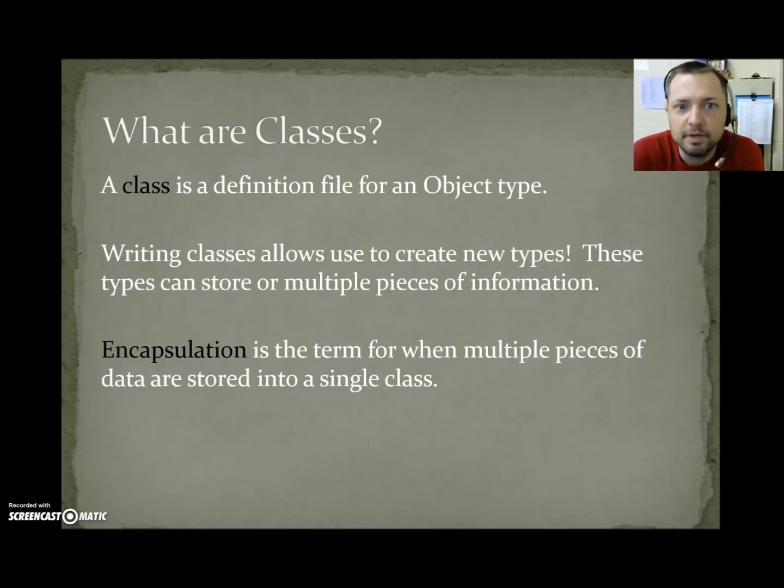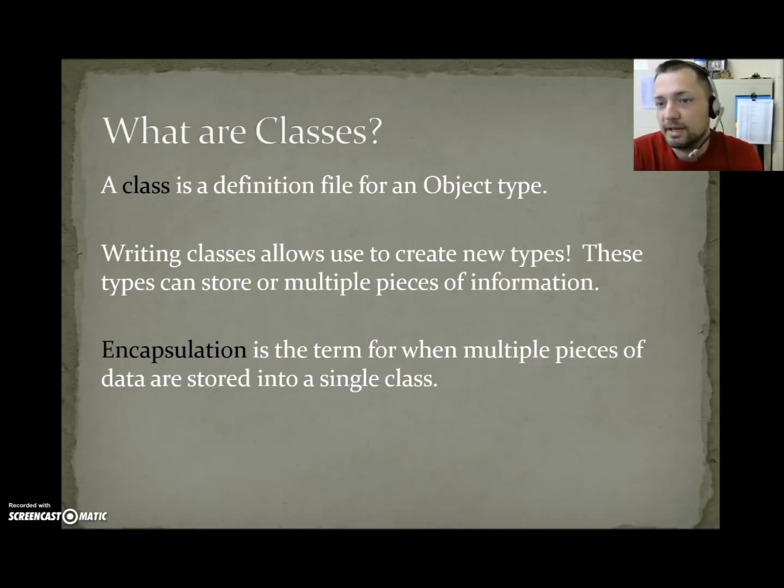What are classes? A class is a definition file for an object type. Writing classes allows us to create our own types. These types can store multiple pieces of information. For example, if you wanted to store data on 5 students and a student had a first name, a last name, and an ID, you would need 3 variables to store a student. If you had 15 students, you would need 45 variables to store these students.